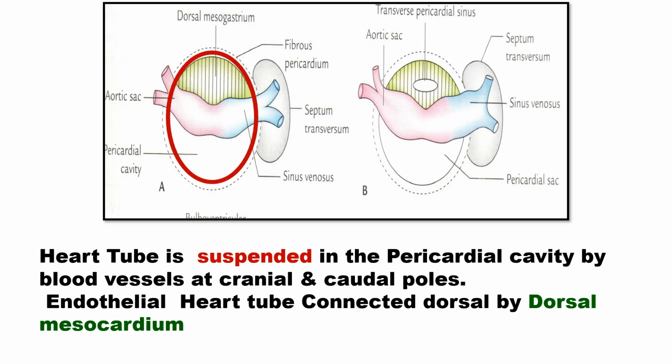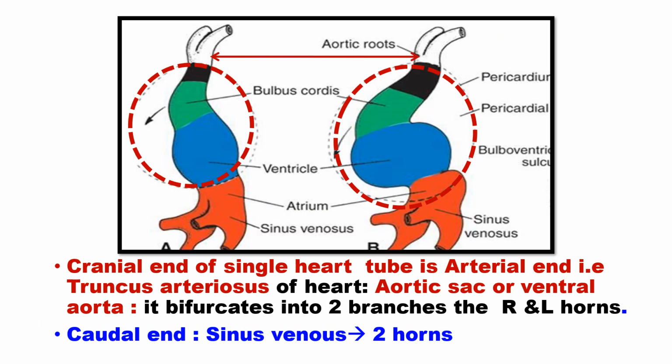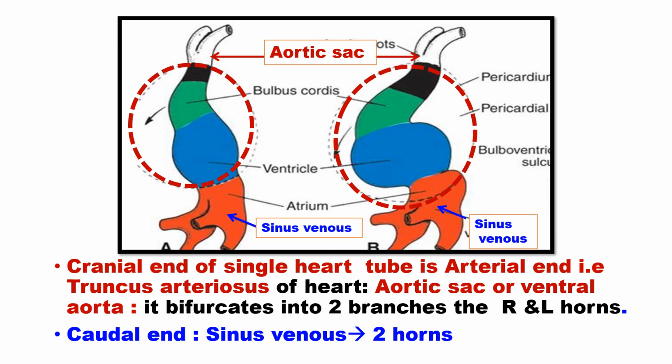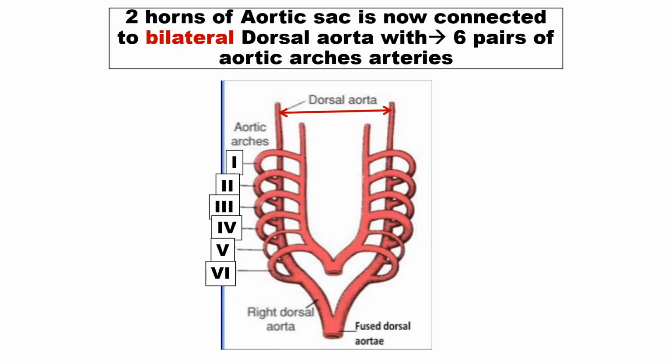The heart tube is suspended within the pericardial cavity by the blood vessels at the cranial and caudal end. Endothelial heart tube is connected dorsally by the dorsal mesocardium. Cranial end of the heart tube is the aortic sac or ventral aorta. It bifurcates into two branches, right and left horns. Similarly, the caudal end, the sinus venosus, also presents right and left horns. The caudal end is the venous end of the heart tube, which is embedded in the septum transversum, that is the future diaphragm.